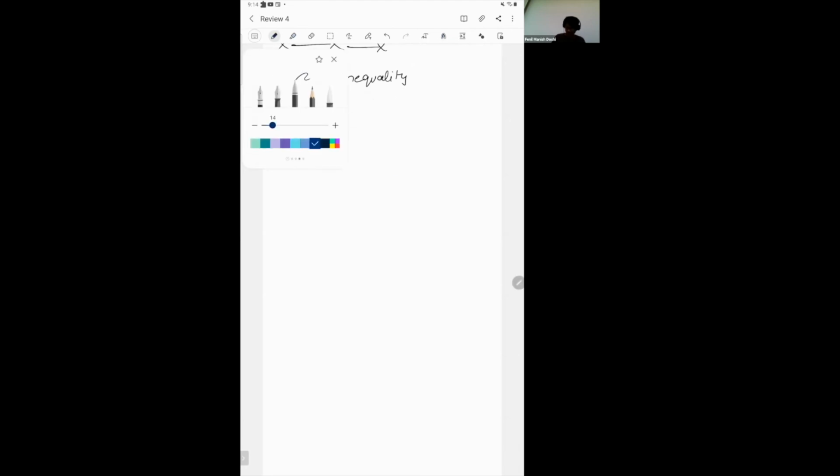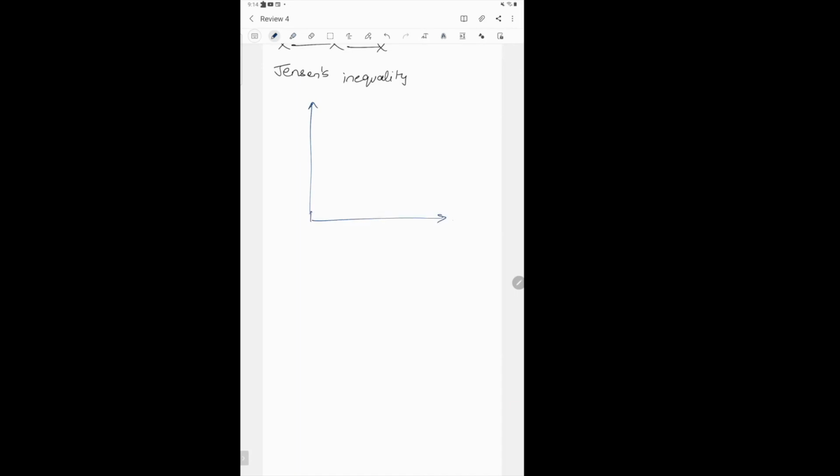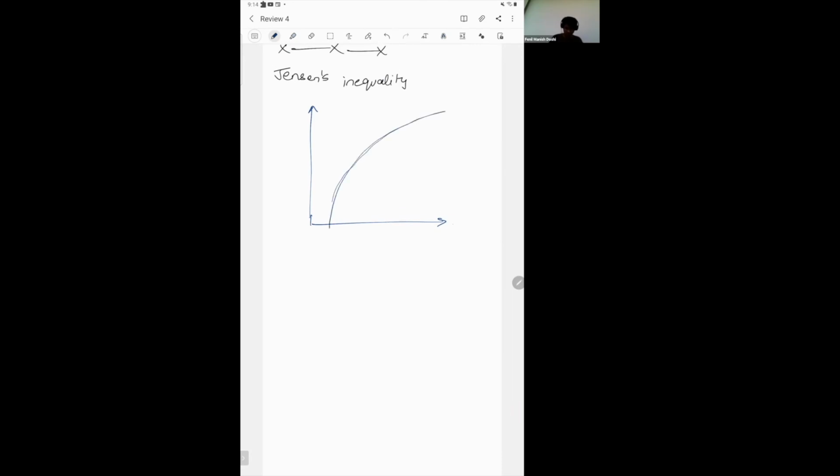So now, I hope you are all familiar with the definition of a concave function. Let's say this is some concave function. The logarithm is a concave function, and that's why Jensen's inequality is very useful in the EM algorithm: because log is a concave function, we can use Jensen's inequality here. So let's say this is some concave function.